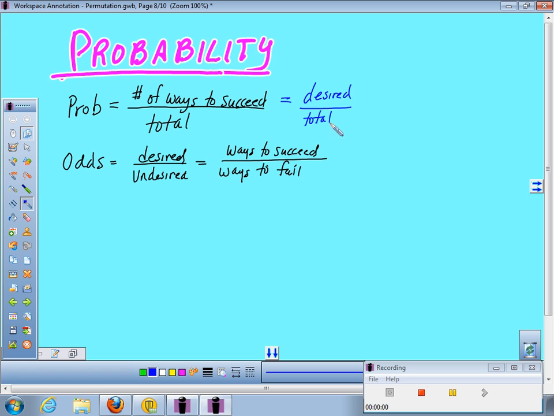Whereas odds, and that's the issue, hopefully we all remember, odds is, I prefer ways to succeed over ways to fail. Some people do desired over undesired. Most people in the real world do not realize there's a difference between probability and odds. They just don't know that that difference exists.